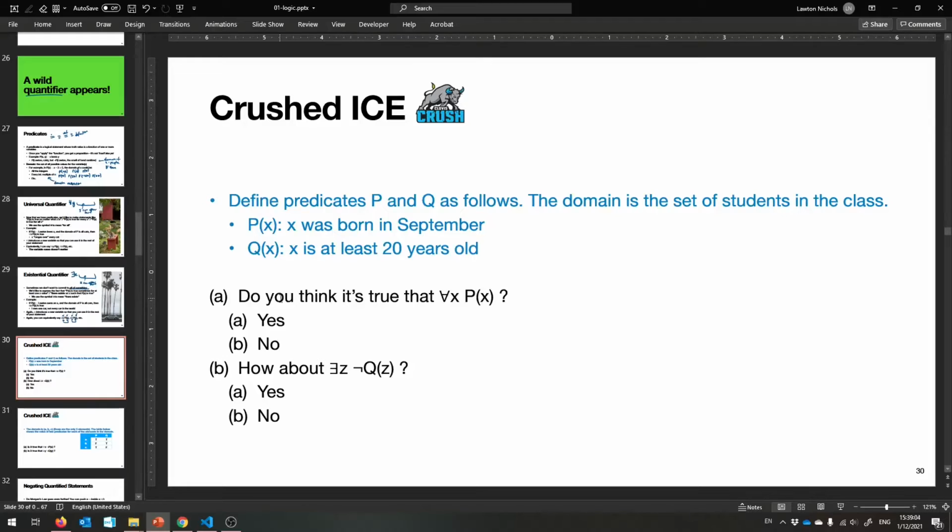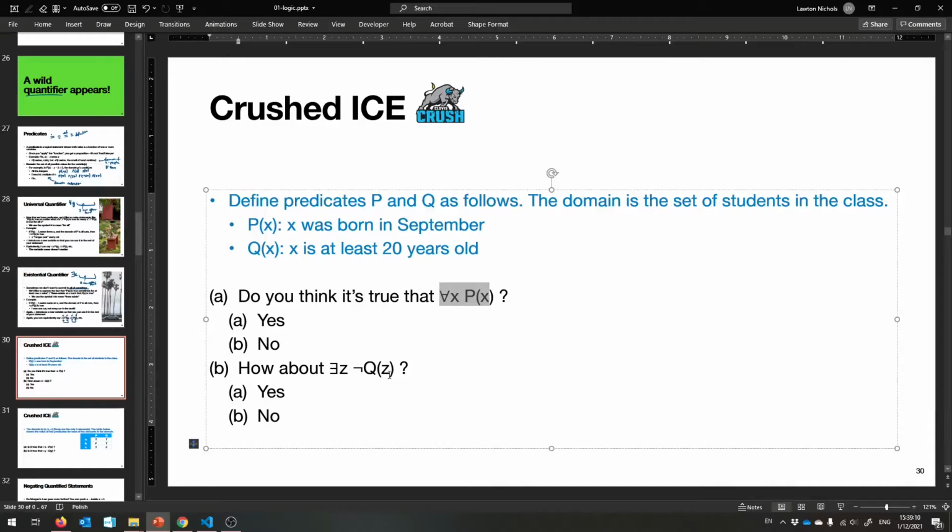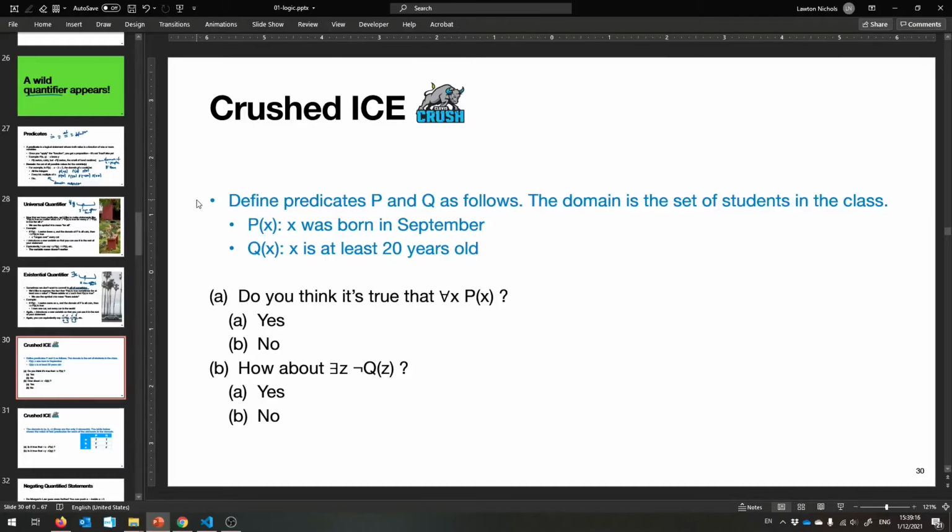Okay, so I want you to take a guess as to the true or false values of these two statements. Maybe pause for a second, think about the first one. Do you think it's true that for all X, P of X? And assuming that you're back now, what does this really mean in English? It's saying something like, for every student in the class, P of X is true for all of them.